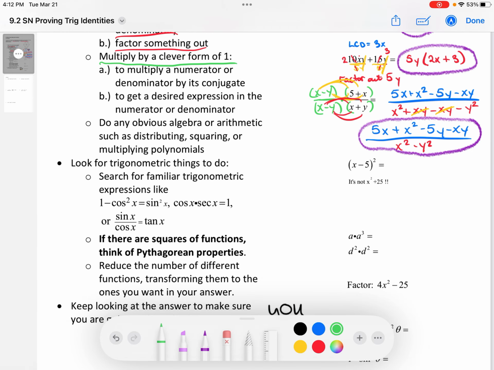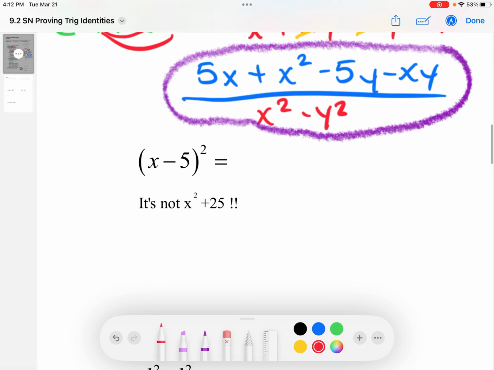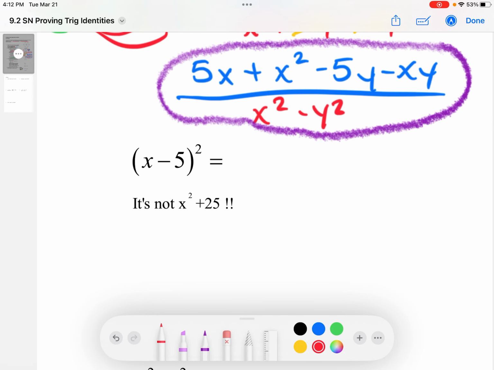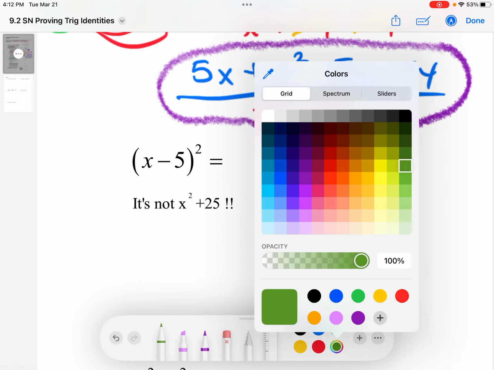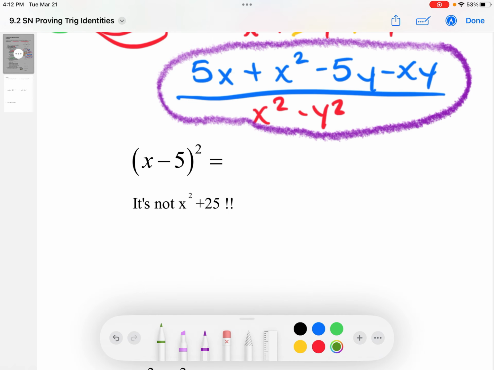Do any obvious algebra like distributing, squaring, or multiplying. So in this next example, we are squaring x minus 5. And remember, when we square a binomial like this, it's not just x squared plus 25. It's not even x squared minus 25. We have to multiply x minus 5 by itself. Okay, multiply that by itself.